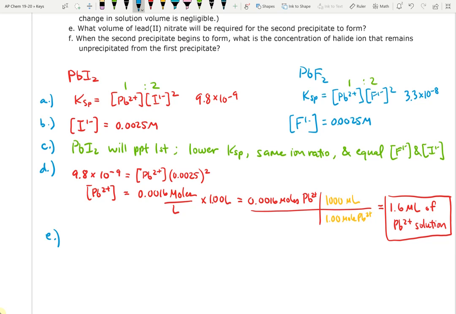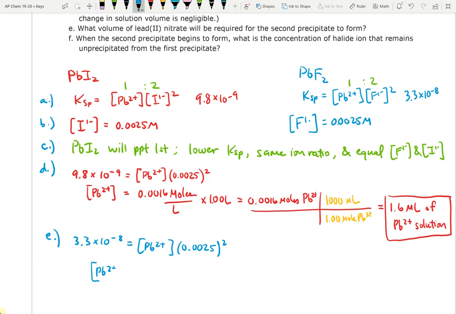Question E asks us to do the same thing, but figuring out what would be required in much the same way to get the second precipitate to form. So for that one, we're going to use a KSP value, 3.3 times 10 to the negative 8 for the lead fluoride, and figure out what lead concentration would be required alongside the 0.0025 moles per liter fluoride concentration. Pardon me, that's a 2. Okay, that's already in the solution, already in the beaker.